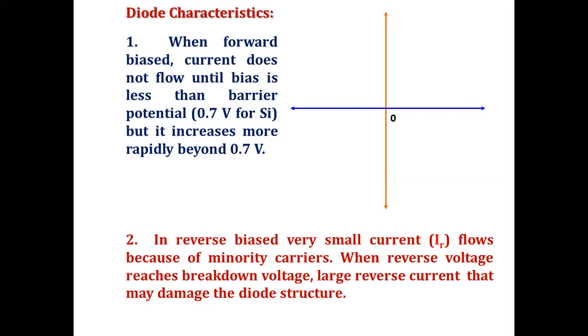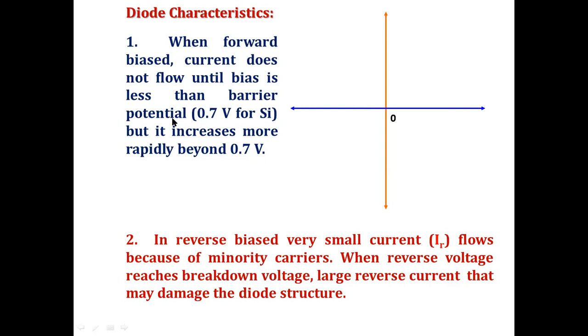Two biases we have discussed. So we'll get the VI characteristics for the two sides: one for the positive voltage, another for the negative supply. For the forward bias, we'll give positive supply. For the reverse bias, we'll give the negative supply. You know, when forward biased, current does not flow until the bias is more than the barrier potential.